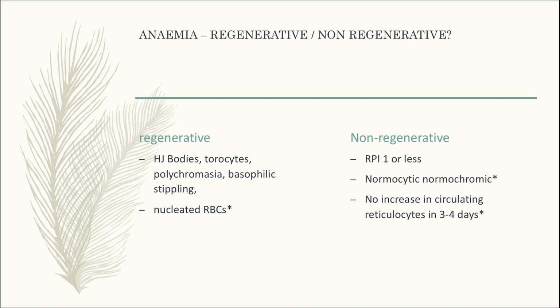or not. But in case of non-regenerative anemia, generally the RPI is going to be 1 or less than 1, and the blood picture is going to be normocytic, normochromic most of the time, but sometimes it can be microcytic as well. But in blood smear you will not see nucleated RBCs or polychromatophilic erythrocytes, and in CBC you won't see an increase in reticulocyte numbers as well.